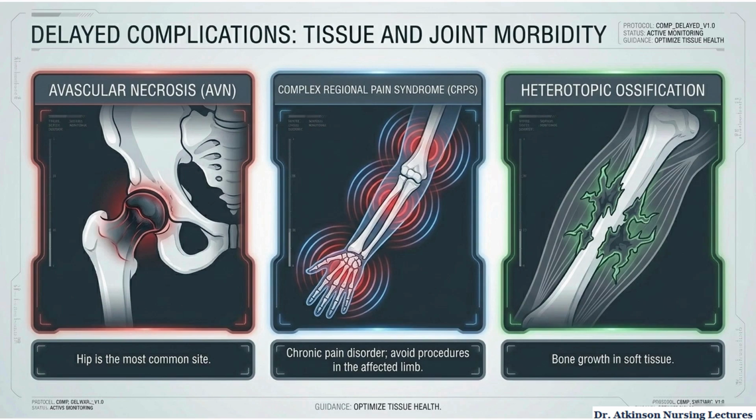Delayed fracture complications include avascular necrosis, complex regional pain syndrome, and heterotopic ossification. Avascular necrosis results from interrupted blood supply, most commonly after femoral neck fractures, leading to progressive pain and loss of function. Complex regional pain syndrome causes severe chronic burning pain with sensory and autonomic changes, and procedures on the affected limb should be avoided whenever possible. Heterotopic ossification is abnormal bone formation within soft tissue that limits range of motion and may require surgical removal.